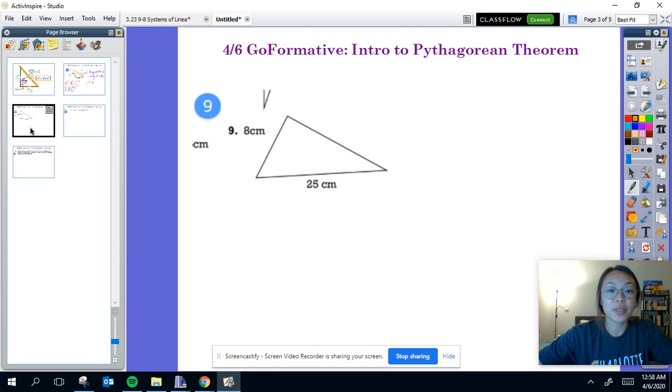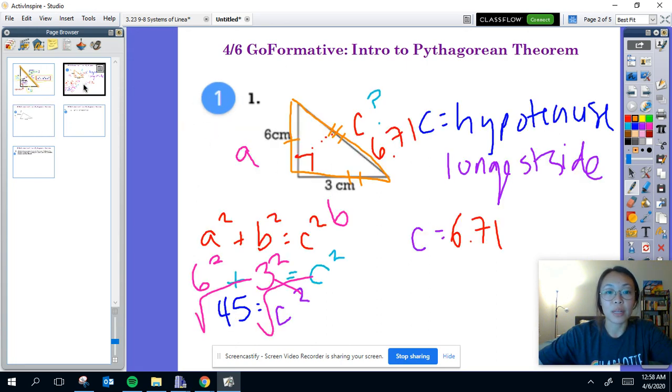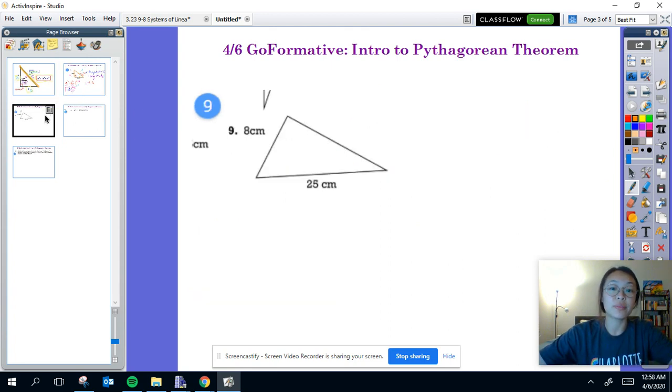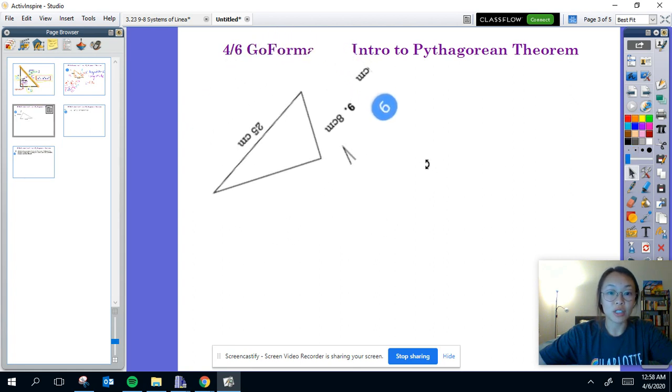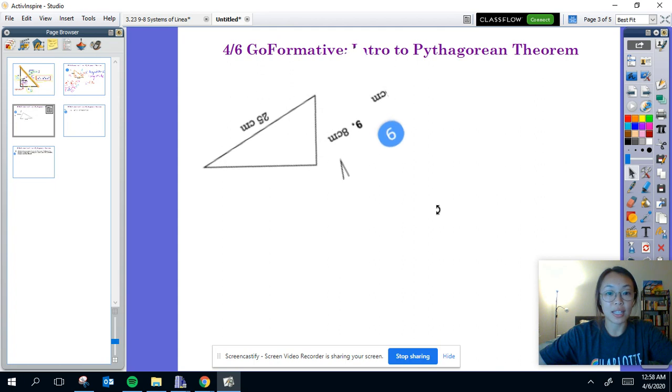Another one I want to do with you is number 9. Number 9 is just slightly trickier than number 1 because it's not a perfectly upright right triangle. This one is slightly rotated. Now I can imagine it being normal by rotating it like this. If I rotate it, I can see that the right angle is just like that.